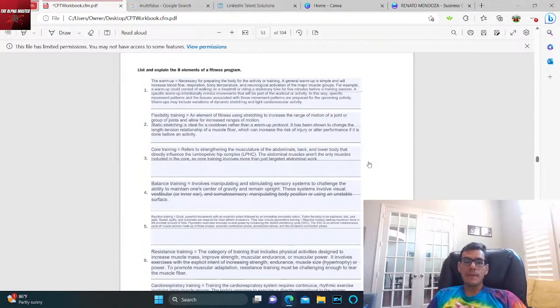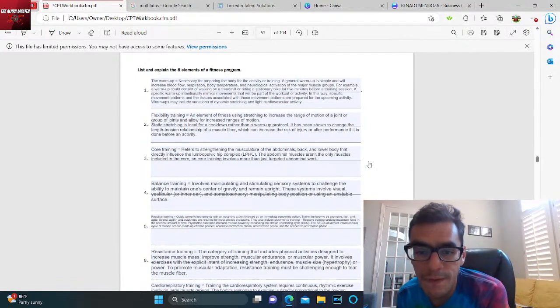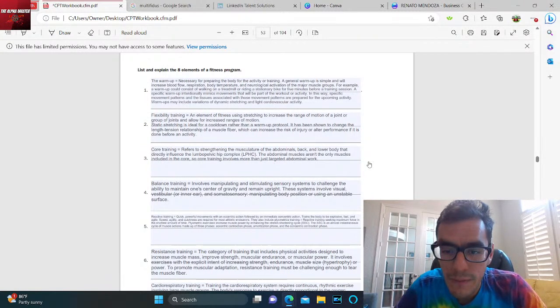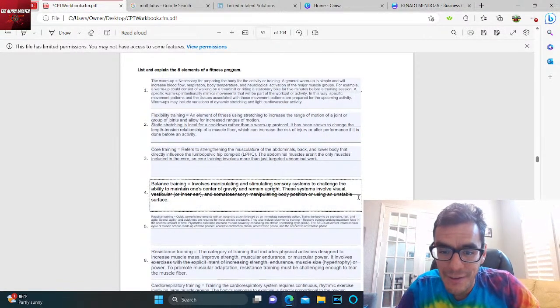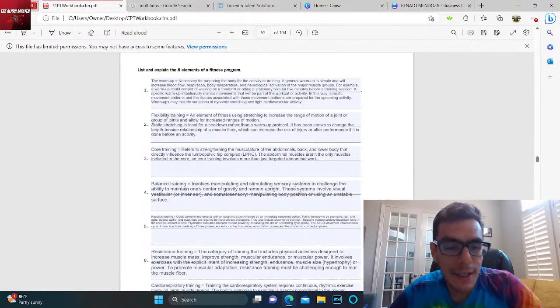Now, in here you have balance training, which involves manipulating and stimulating sensory systems to change the ability to maintain one's center of gravity and remain upright. These systems involve visual, vestibular or inner ear, and somatosensory, manipulating the body position or using an unstable surface.